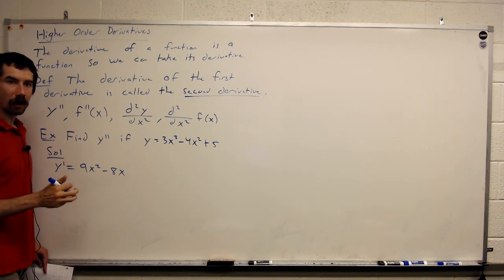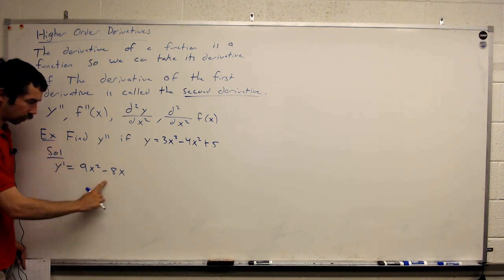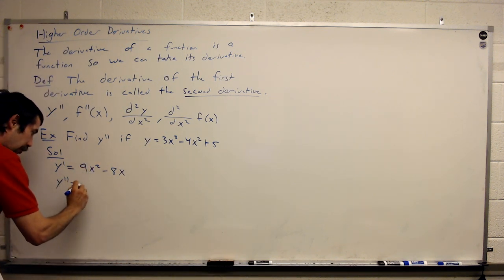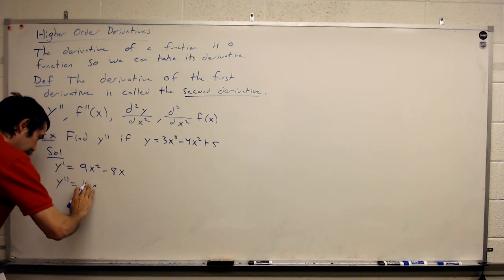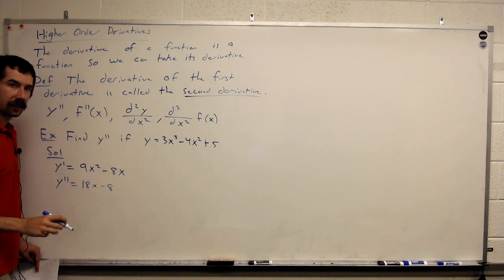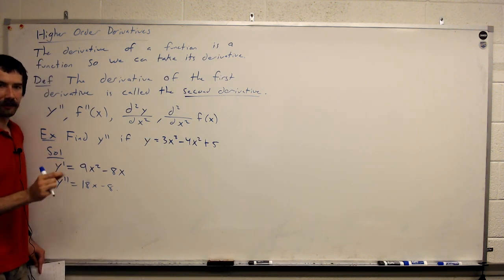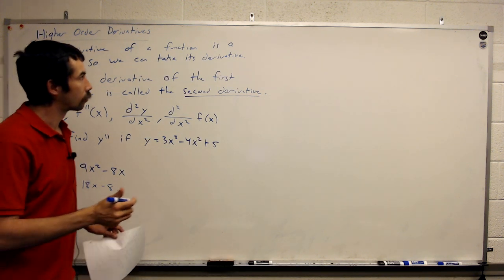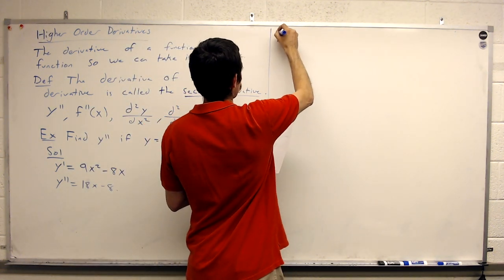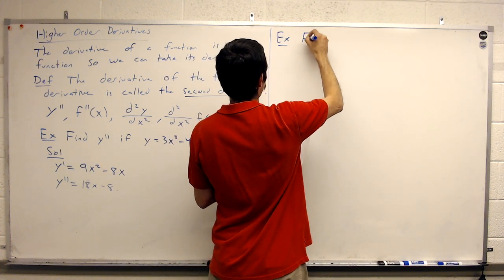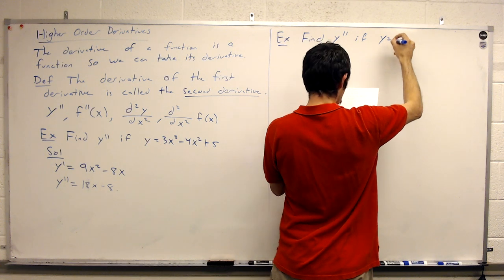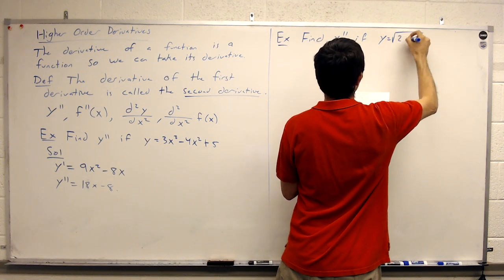That's y prime, but we want y double prime. So we need to take the derivative of this. Bring the power in front. 18x minus 8. There you have it. That's the second derivative of our function. Let's look at another one. Again, we'll find y double prime. If y equals the square root of 2x minus 1.